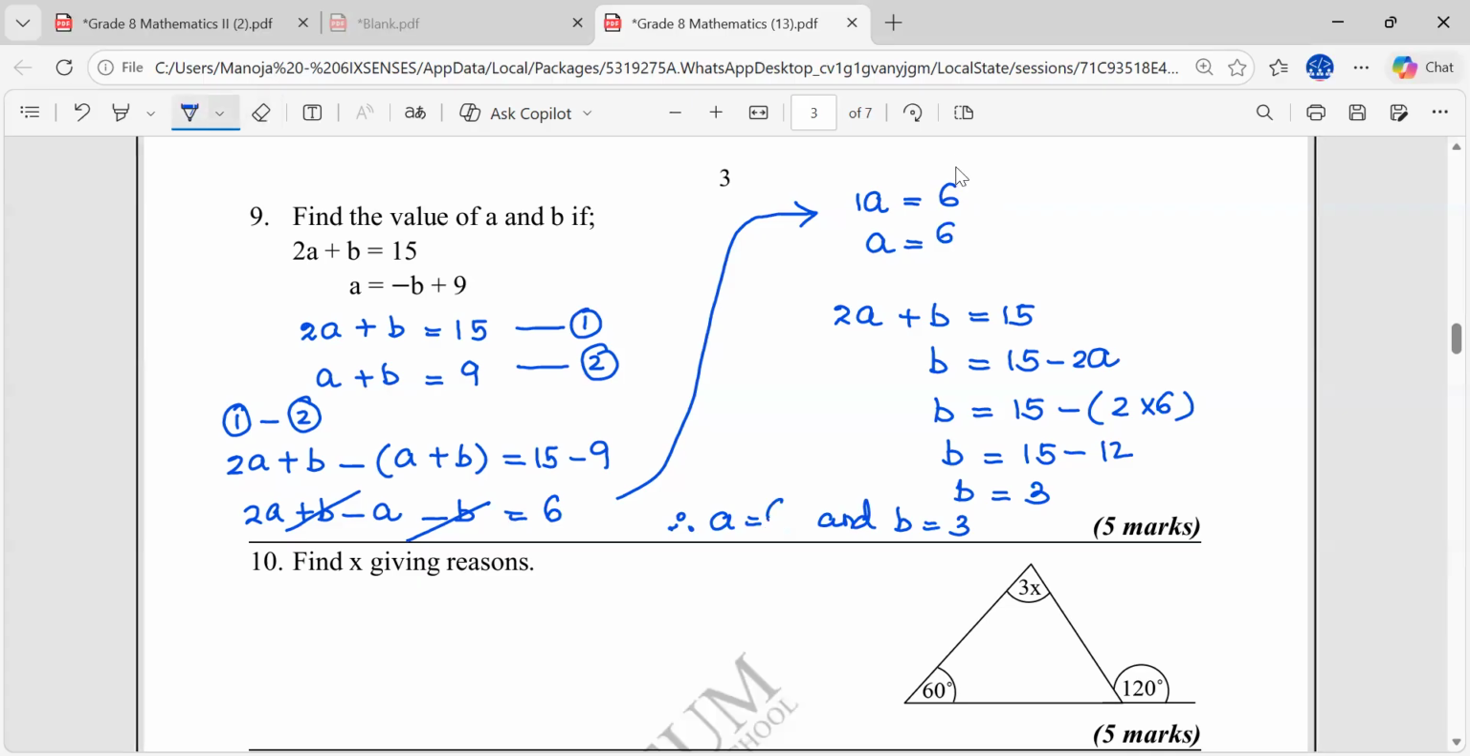Right, 2 times 6, 12. 12 plus 3, 15. Yeah, now it is correct. Okay, so then we will move to the next one.